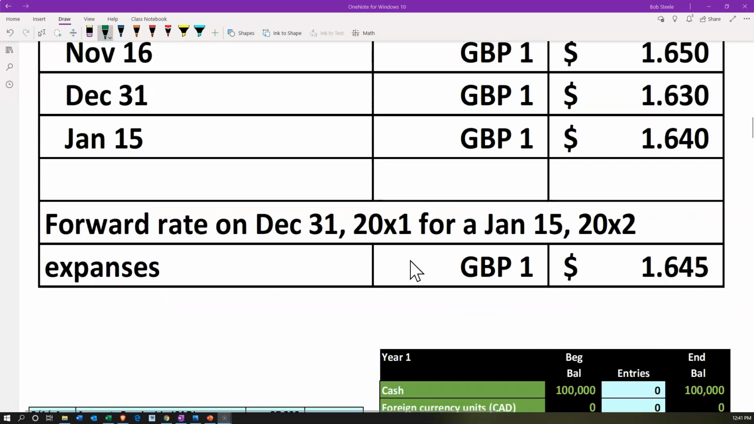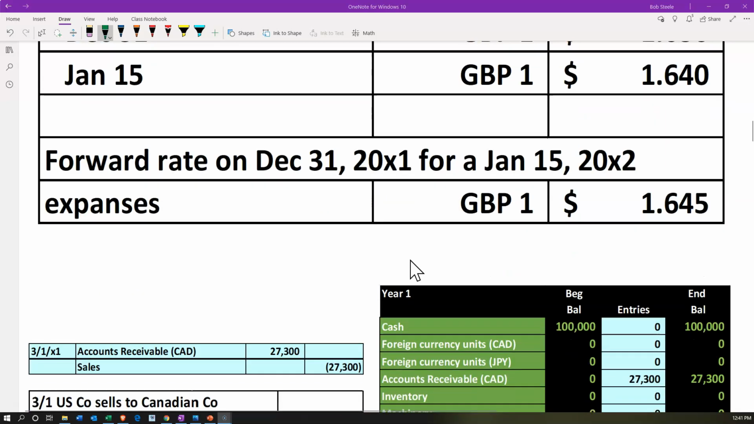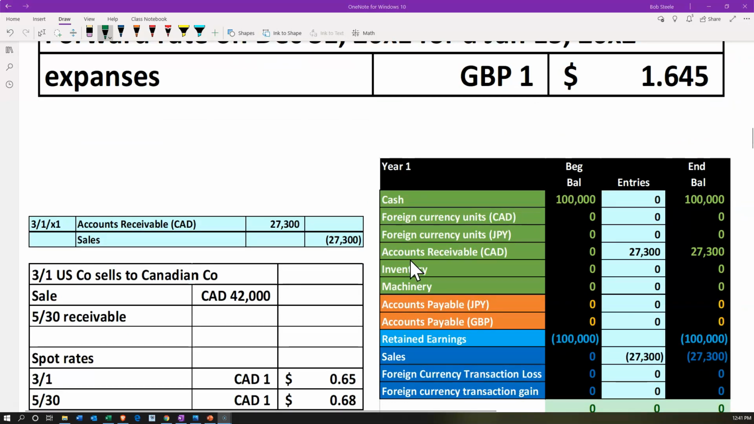We also have the forward rate on December 31st, 20X1. Again, we won't be using that in this problem, but you want to get used to seeing those forward rates as kind of mixing things up or seeing the two rates and choosing which one you need to use.